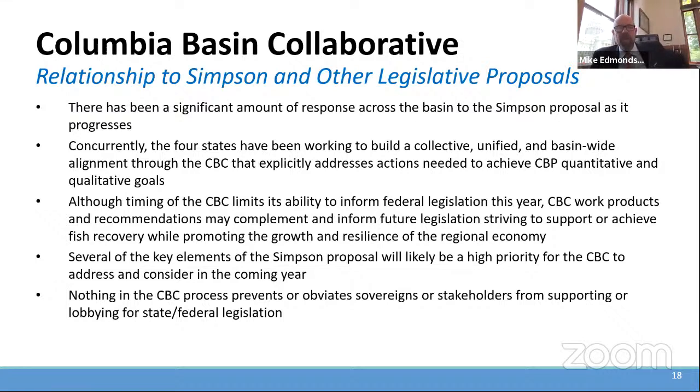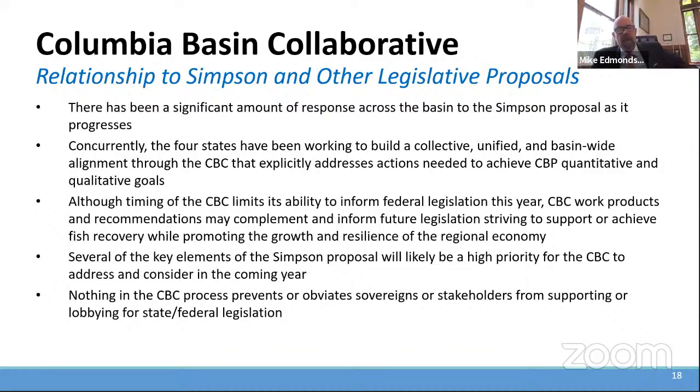Although the timing of the Columbia Basin Collaborative limits its ability to inform federal legislation this year, whether that moves forward or not, the Columbia Basin Collaborative work products and recommendations may complement and inform future legislation striving to support or achieve fish recovery while promoting growth and the resilience of our regional economy. Several key elements of Congressman Simpson's proposal will likely be a high priority for the Columbia Basin Collaborative to address and consider in the coming year. Nothing in the Columbia Basin Collaborative process prevents or obviates sovereigns or stakeholders from supporting or lobbying for state or federal legislation as they see fit. So hopefully that clarifies the relationship between what we're talking about here today and the proposal put forth by Congressman Simpson.